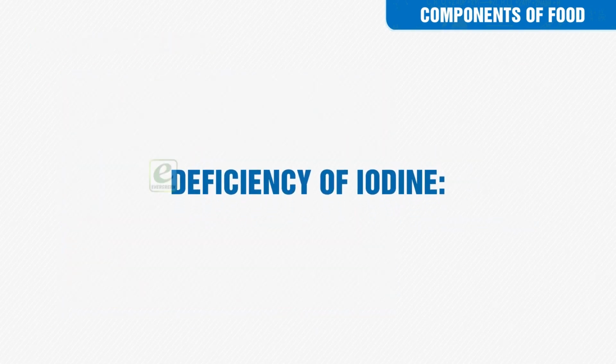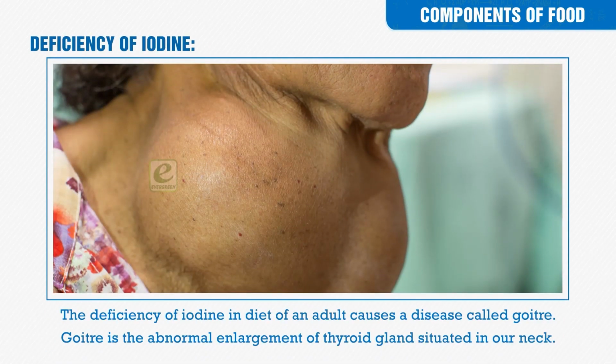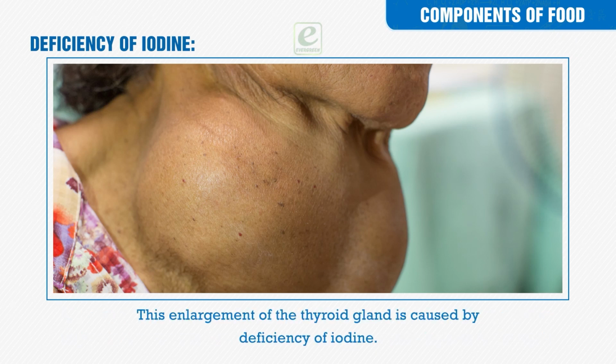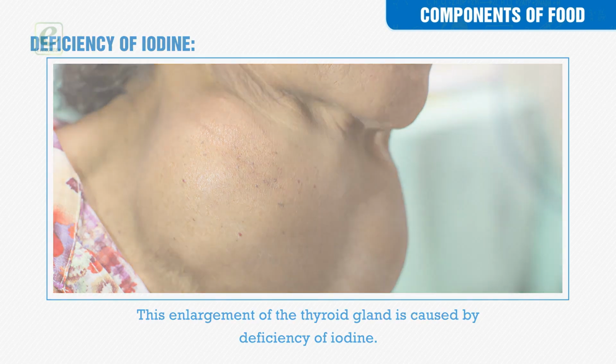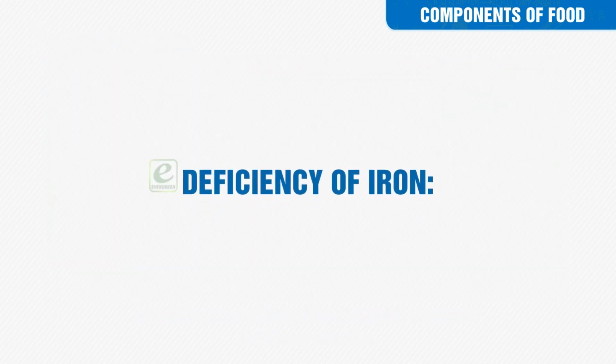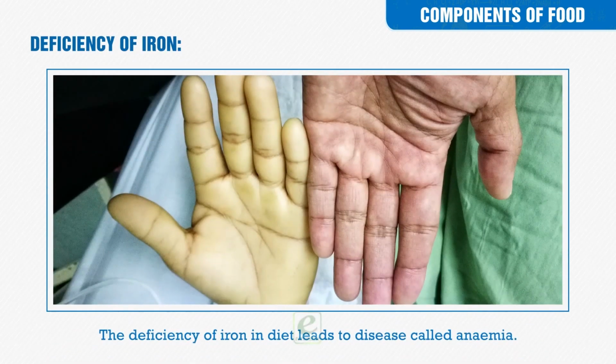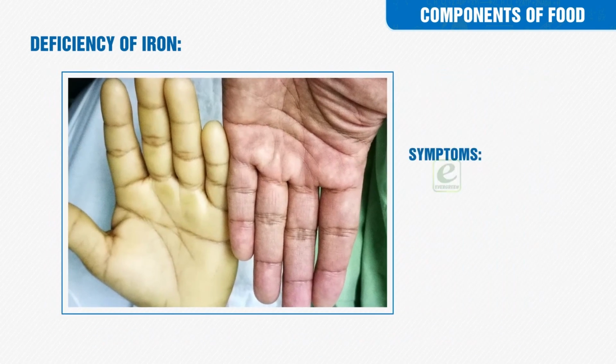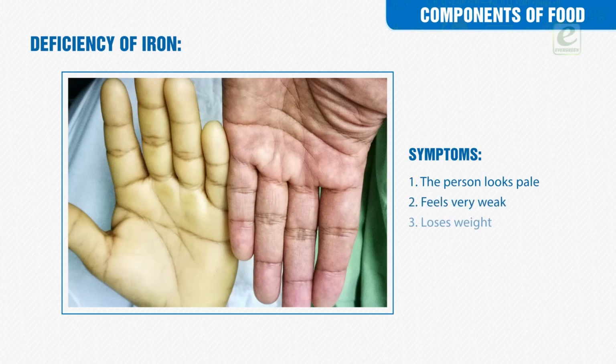Deficiency of iodine. The deficiency of iodine in diet of an adult causes a disease called goiter. Goiter is an abnormal enlargement of thyroid gland situated in our neck. This enlargement of the thyroid gland is caused by deficiency of iodine. Deficiency of iron. The deficiency of iron in diet leads to disease called anemia. Symptoms: the person looks pale, feels very weak, loses weight.